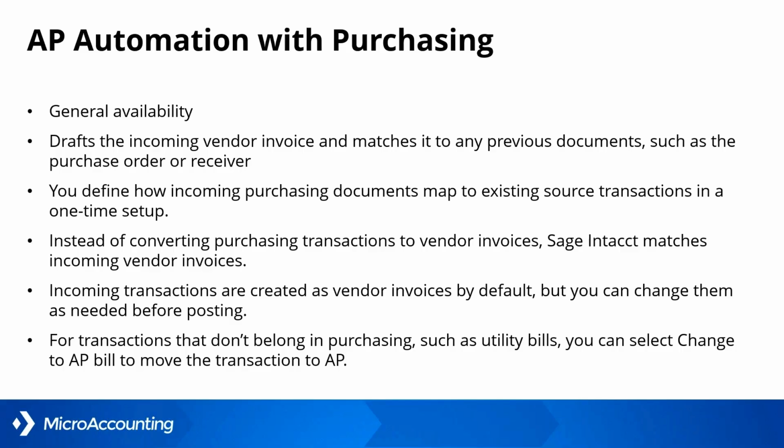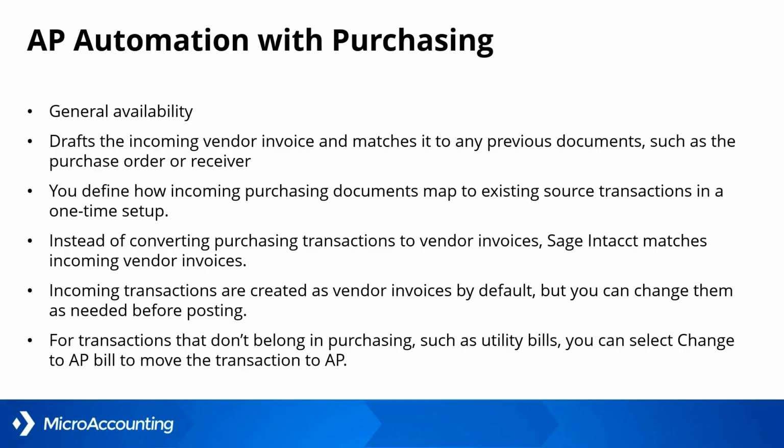So we're very excited that this is now rolling out with purchasing. So it is generally available after this release. So it's available to all users who are using the purchasing. It will save the incoming vendor invoice as a draft, so that you have the opportunity to review that and post that, and make sure if there's any updates that you need to make to that before it gets posted, you can do that. And it'll match it to any previous documents in your workflow. So if you have a receiver or a purchase order, it's going to match that invoice to that prior document.